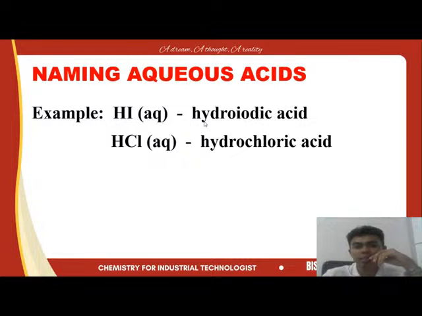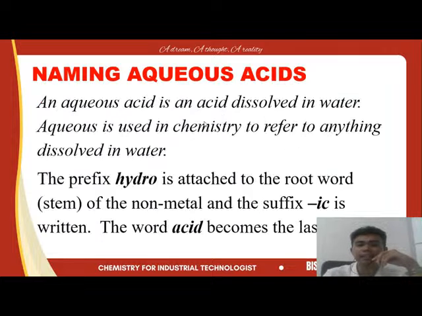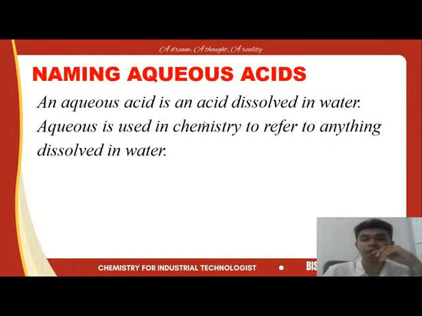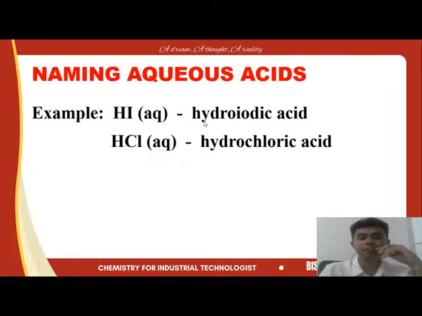So what is its name if this is not aqueous? How do we name this if it's not aqueous? If it is a binary compound composed of hydrogen, how do we name this? The first example is hydrogen iodide. Again, hydrogen iodide. And the second one is hydrogen chloride. However, since they are aqueous, it becomes hydroiodic acid, and the other one becomes hydrochloric acid.